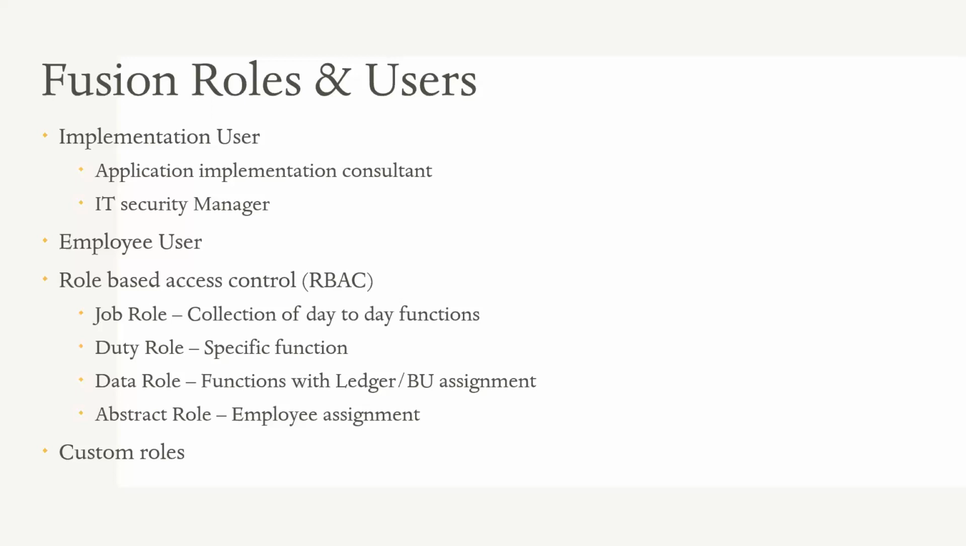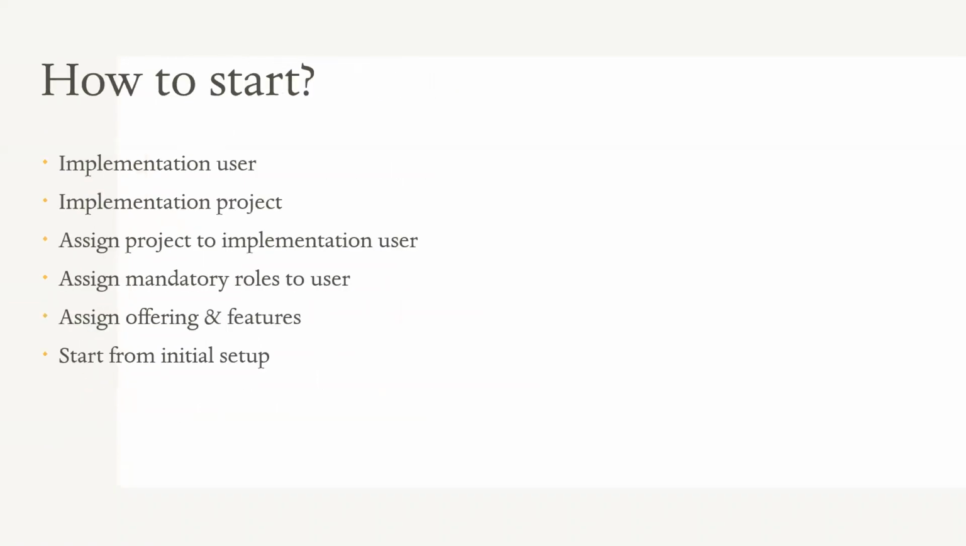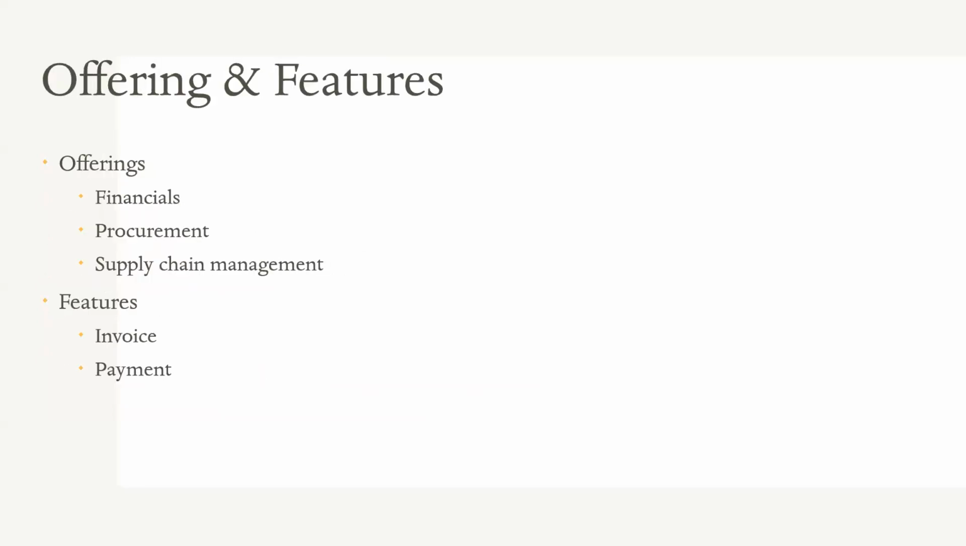So how does this start? Basically, to start with this, we have an implementation project. After creating this user, we have to create our implementation. When we create our implementation project, that is when we define: this is my project, this is the resource I have, this will be handled by this resource, and this set of activities is done by another resource. Then we have offerings and features.